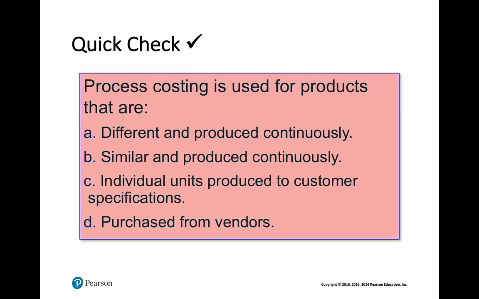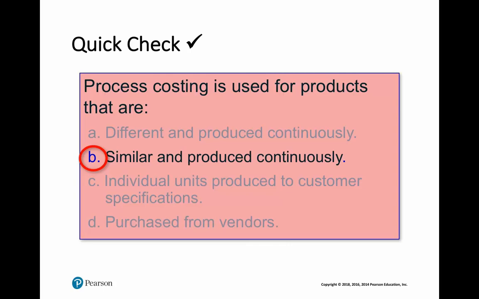And that leads us into our first question here, which I pretty much just answered for you. Process costing is used for products that are: A, different and produced continuously; B, similar and produced continuously; C, individual units produced to customer specifications; or D, purchased from vendors. Again, for process costing, it's manufacturing companies that produce the same product over and over again. So the answer there is B, similar and produced continuously. That's the type of thing you want to keep in your mind.